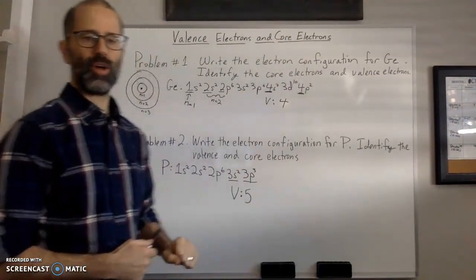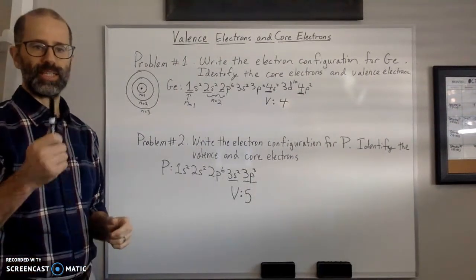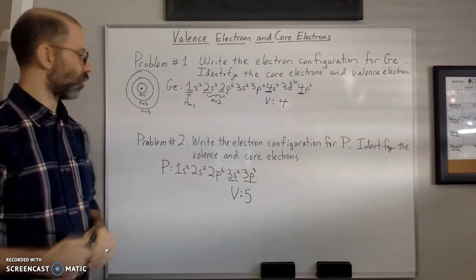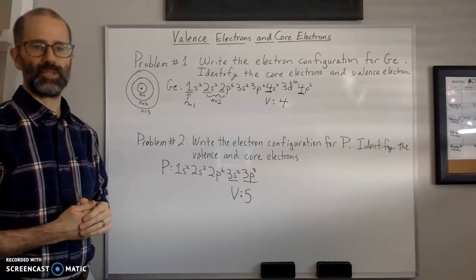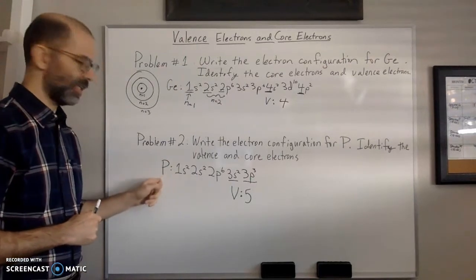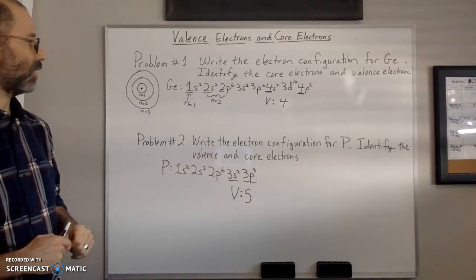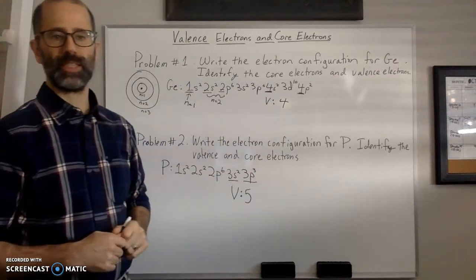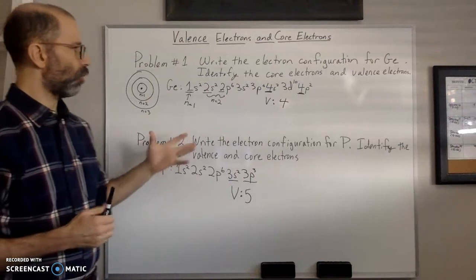And the noble gases all have 8 electrons in their outermost shell with the exception of helium. Helium only needs 2. So that is how you can determine the number of valence electrons in your element. So you'll notice that phosphorus is in group 5 and it has 5 valence electrons. Okay, germanium has 4 valence electrons and you'll see that it is in group 4. Okay. So I hope this is helpful.